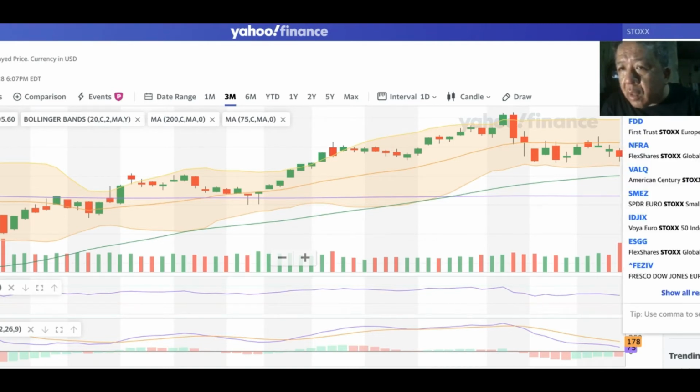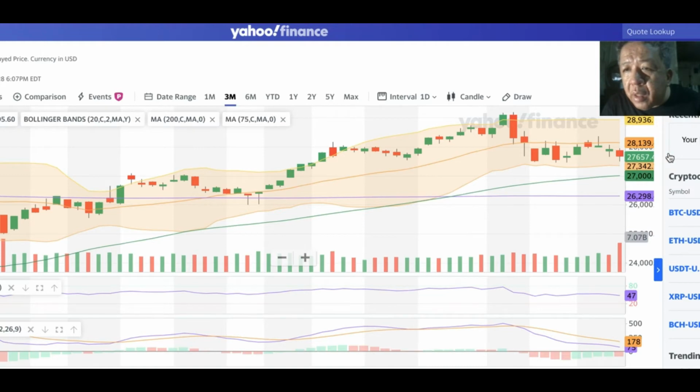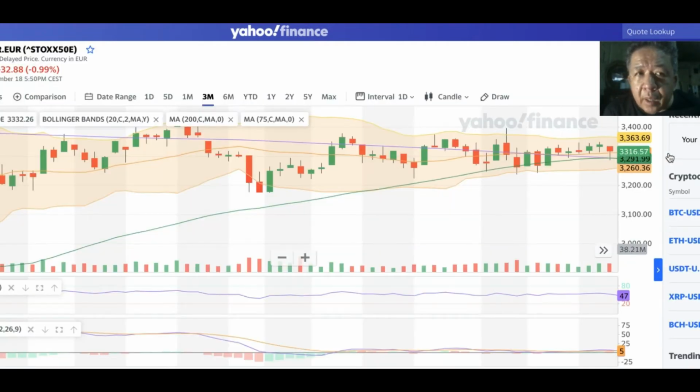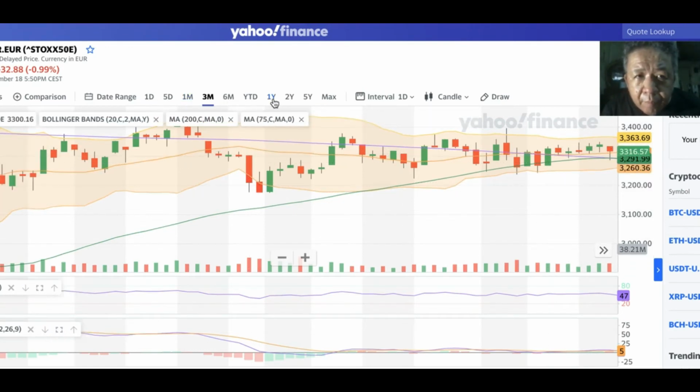Okay, let's look at the Eurostoxx 50. I don't know if it's here. Maybe it's not here. Eurostoxx 50. I think this is the one. So Eurostoxx 50, the index in Zurich. Okay, so this is also a 3-month view. So let's look at it from a long-term view.